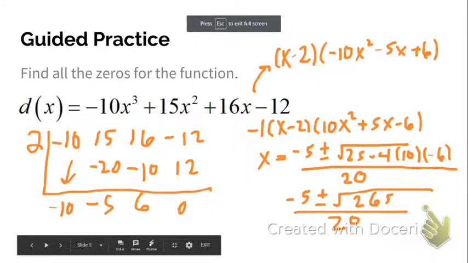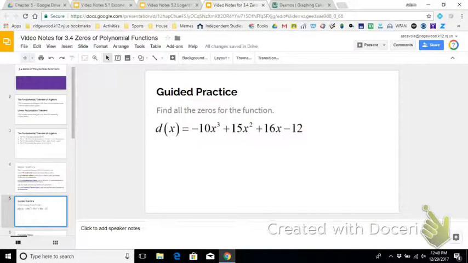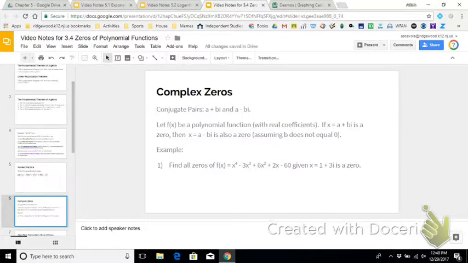Root 265 can't be simplified because it's 53 times 5. So, I mean, we're good. So we have our 2 zeros. Oops, I don't know what happened, but that disappeared. So those are our 2 zeros, and then 2 is our other one. So there's your 3 zeros.